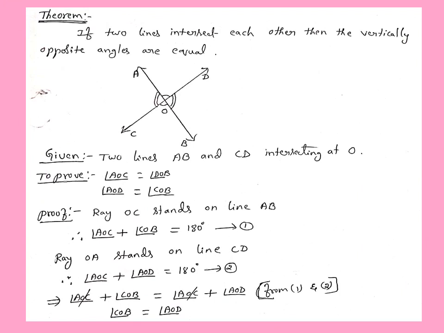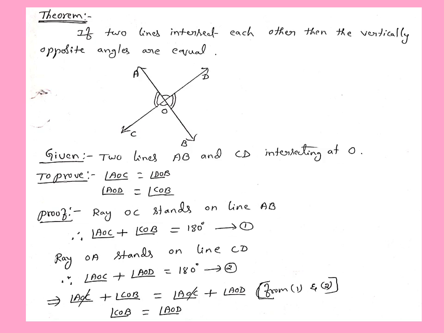Theorem. If two lines intersect each other, then the vertically opposite angles are equal. Given: two lines AB and CD intersecting at O. To prove: angle AOC equals angle DOB, angle AOD is equal to angle COB. Proof. Ray OC stands on line AB. Therefore, angle AOC plus angle COB equals 180 degree. Call this 1. Ray OA stands on line CD. Therefore, angle AOC plus angle AOD equals 180 degree. Call this statement 2.